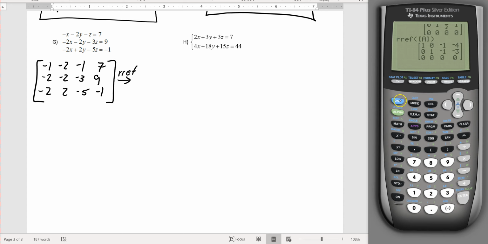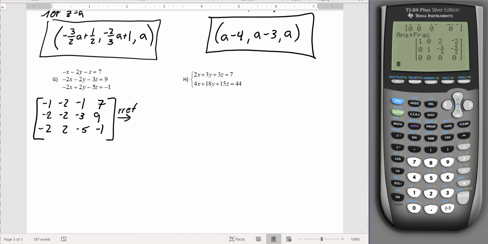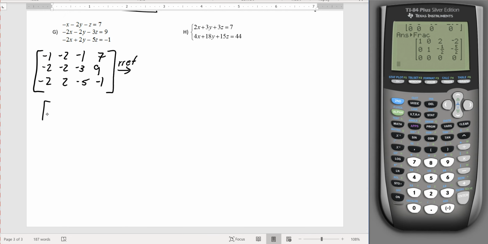Second quit. So we're going to do second matrix, go over to math, up to RREF, press enter. Second matrix, A, close parentheses. Let's see what we get. Okay, let's go ahead and math frac this guy. We don't like decimals. So we got 1, 0, 2, negative 2. We got 0, 1, negative 1 half, negative 5 halves. And then all zeros.